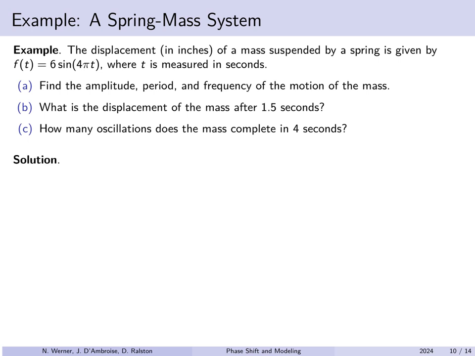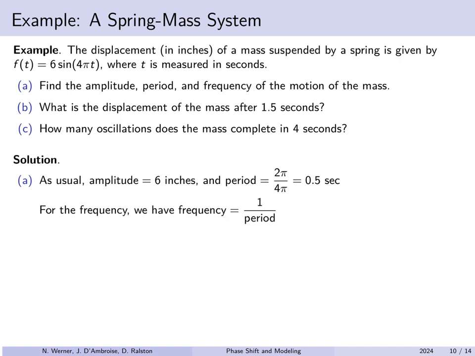Starting at the beginning, we read off the amplitude as 6. The period is 2 pi divided by what is multiplying the variable, that's 4 pi. This simplifies to 1 half, so the period is 1 half second. For frequency, all you have to do is reciprocate. 1 divided by 1 half is 2. There are 2 cycles per second for this spring.